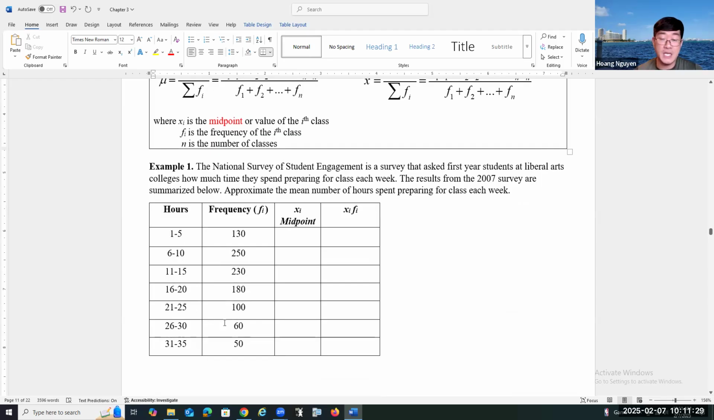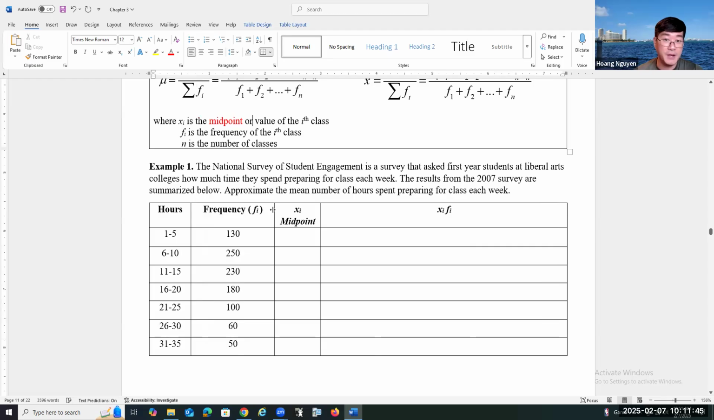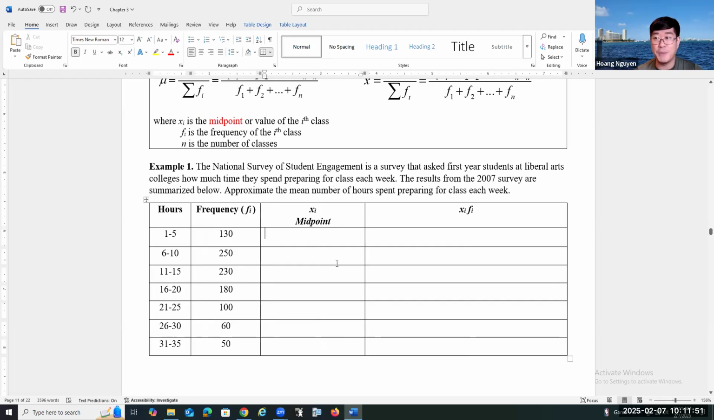Based on this given table, unfortunately, we don't have access to the original data because it has been summarized using classes. We're going to use this table to approximate the mean. Before we can get the approximation for the mean, we need to get the midpoint. I hope you can remember how we do the midpoint from the previous section. It's equal to the sum of the two consecutive lower class limits divided by 2.